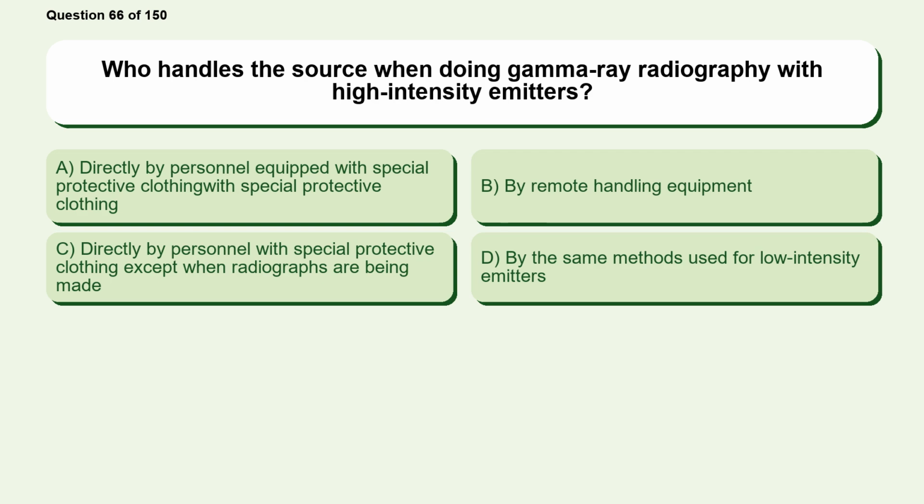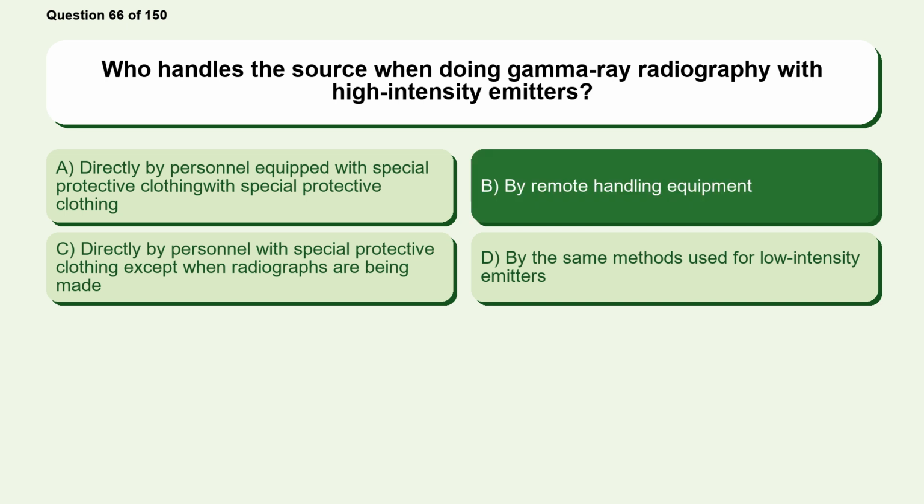Question 66. Who handles the source when doing gamma-ray radiography with high-intensity emitters? Option A, directly by personnel equipped with special protective clothing. Option B, by remote handling equipment. Option C, directly by personnel with special protective clothing except when radiographs are being made. Option D, by the same methods used for low-intensity emitters. The correct answer is option B.